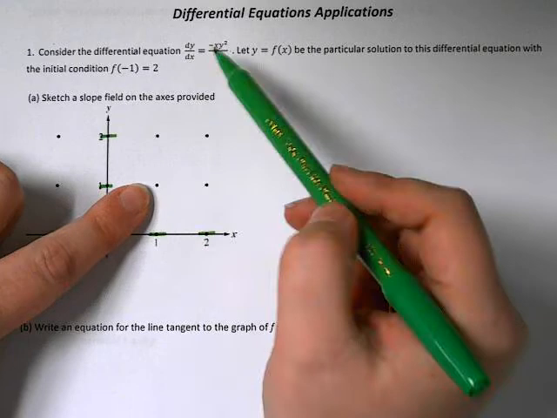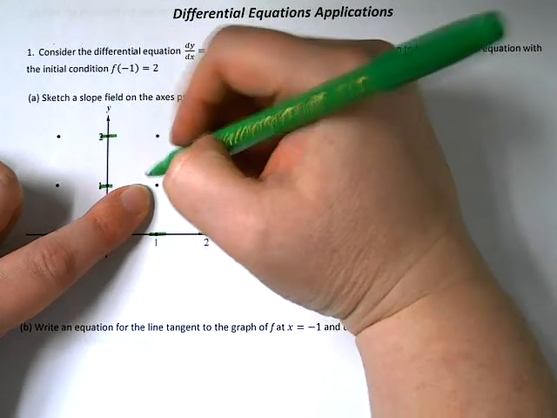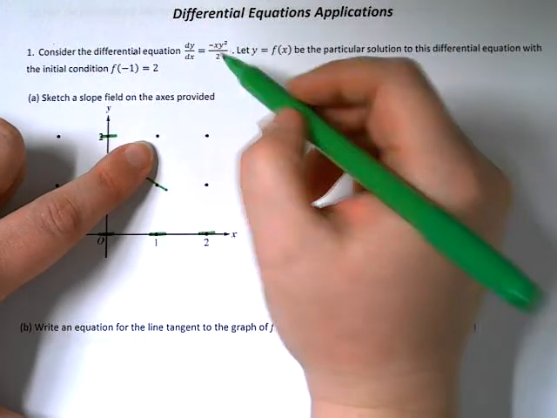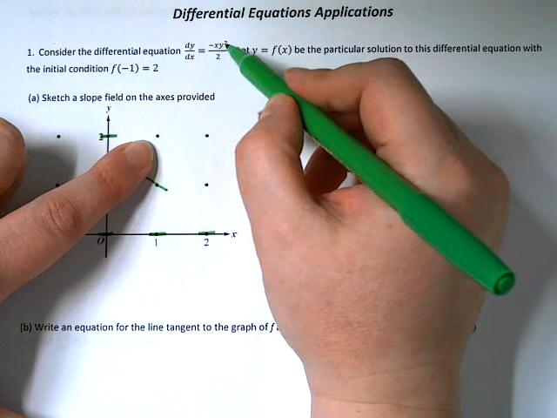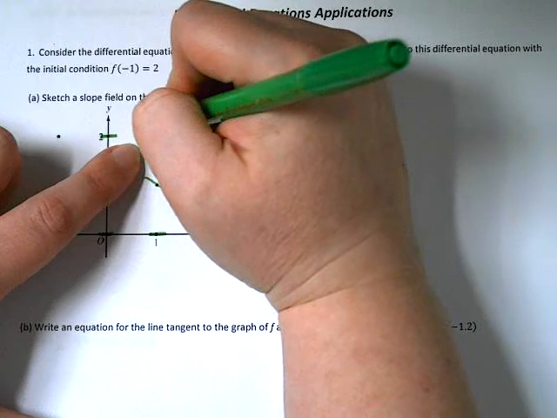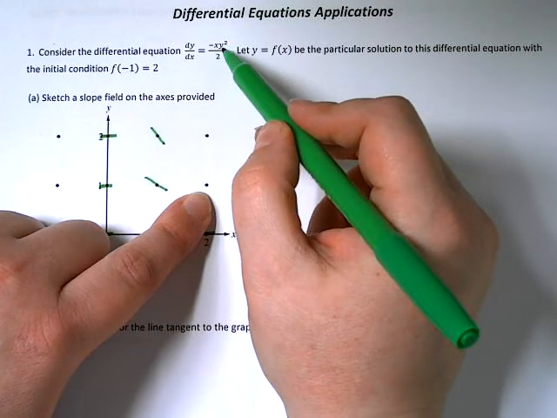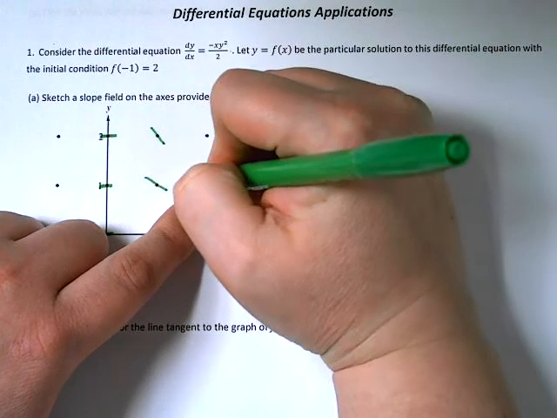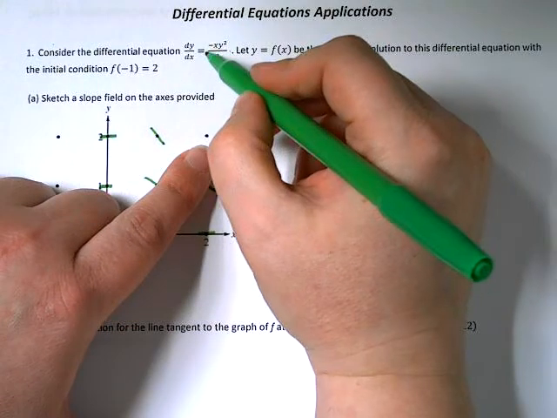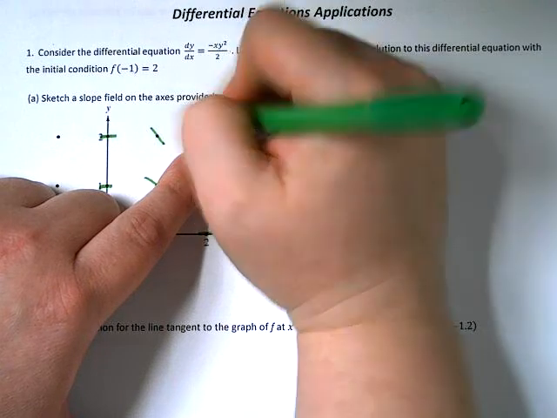If I do the point (1, 1), that's going to be negative 1 times 1 squared, which is negative 1, over 2. So that's going to be a slope of negative 1/2. For the point (1, 2), that's going to be negative 1 times 2 squared, so I'd have negative 4 over 2, which is going to give me a slope of negative 2. The point (2, 1), I would have negative 2 times 1, so negative 2 over 2 is going to give me a slope of negative 1. For the point (2, 2), I would have negative 2 times 2 squared, so negative 8 over 2, which is going to give me a slope of negative 4.